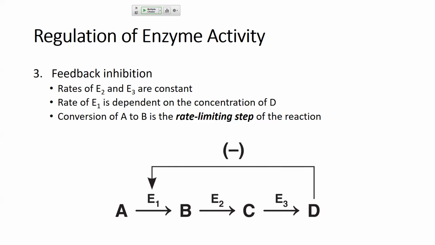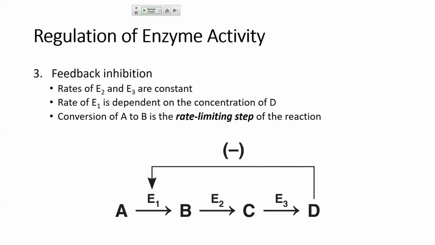Okay. So there's too much D. So you said D is regulating the activity of E1. So if there's too much D, it will turn off E1. Right, that is correct. So what else is true about this reaction? Anyone want to add anything else? What else is true about this reaction?